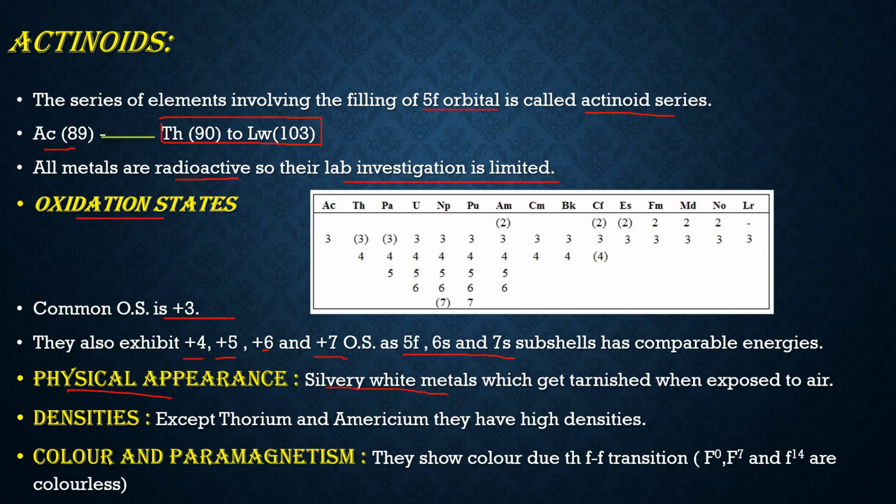Now the next is physical appearance. They are silvery white metals, but they get tarnished when exposed to air. Densities: except thorium and americium, they have high densities. Then they show color due to f-f transition, and they show paramagnetism due to the presence of unpaired electrons. f0 and f14 configurations are diamagnetic, and f0, f7 and f14 configurations do not show color.